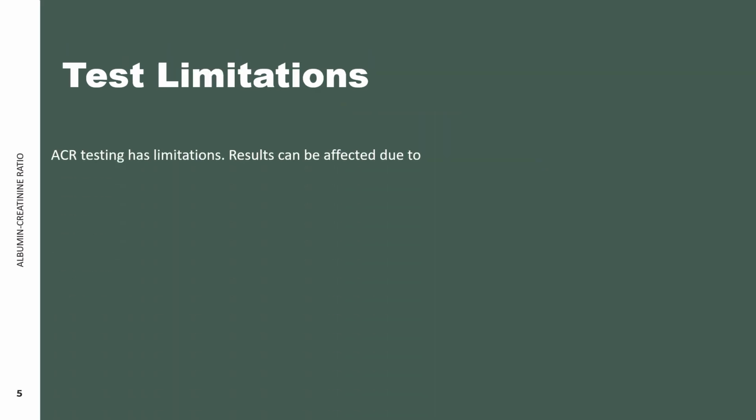Coming to the limitations of ACR, ACR has certain limitations. The results can be affected due to number one, hydration status of the patient. If the patient is dehydrated, it can falsely increase the albumin creatinine ratio of the patient. Secondly, if the patient has performed some exercise before giving the sample or has undergone any high physical activity, then also results can be falsely raised.